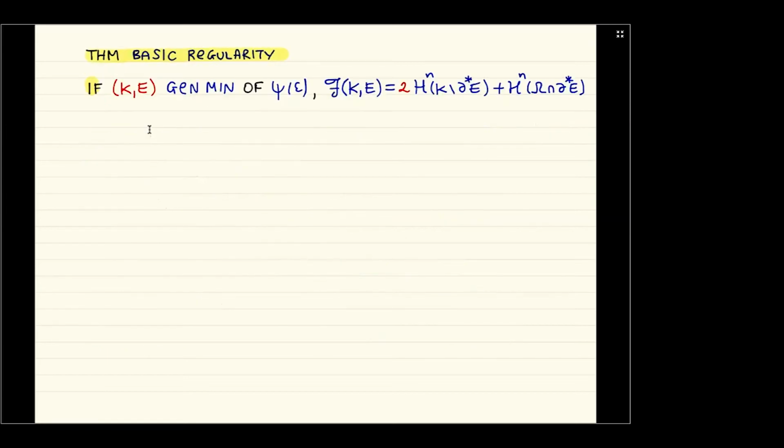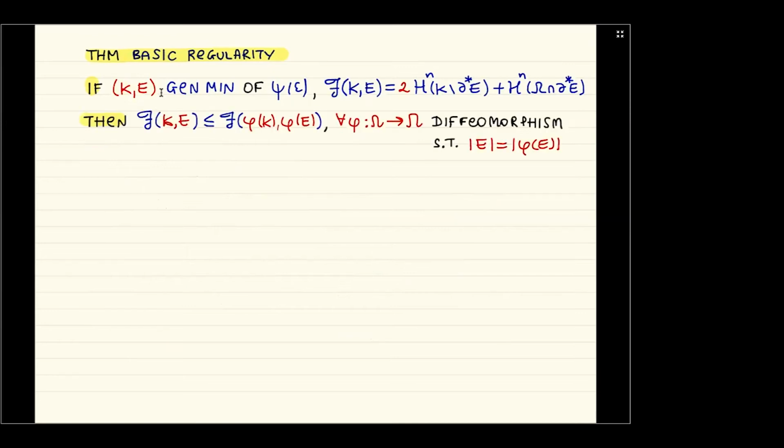So what's next? What's next is a basic regularity theorem. In my existence theorem, when I say that there exists a generalized minimizer, this pair K, E can be very, very bad. It can be a sort of generalized notion of surface, just rectifiable sets in technical terms. So what we can show is that if you look at the limit energy, that is twice the area of the collapsed part plus once the area of the non-collapsed part, then our generalized minimizer minimizes this limit energy with respect to all diffeomorphic images that preserve the volume.